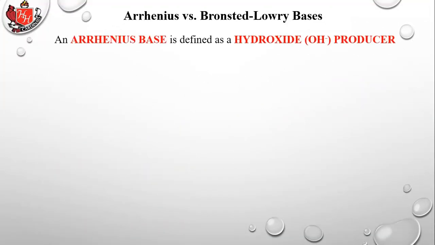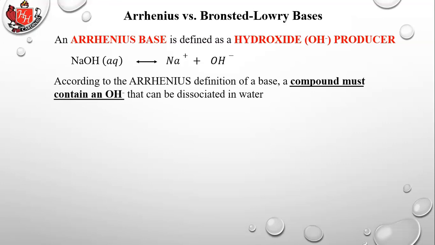So an Arrhenius base is defined as a hydroxide, OH minus, producer. So NaOH produces Na plus, that's the sodium cation, and OH minus, that's the hydroxide anion. According to the Arrhenius definition of a base, a compound must contain an OH that can be dissociated in water.